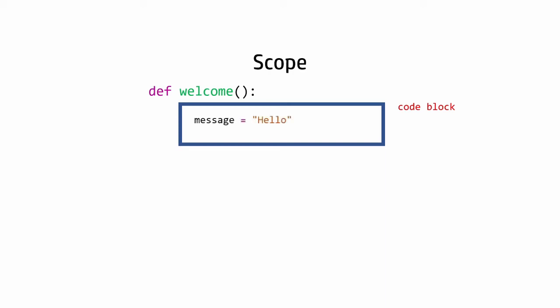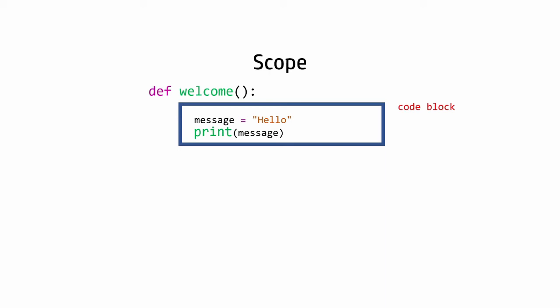So for example, if I have this message and it is initialized to the word hello, and I want to print that out as part of my function, and my print function is on the outside of my code block, my actual welcome definition is not accessible. So calling that print message function would not be accessible to the print function. The only way that could happen would be if I were to move my print function inside my code block.